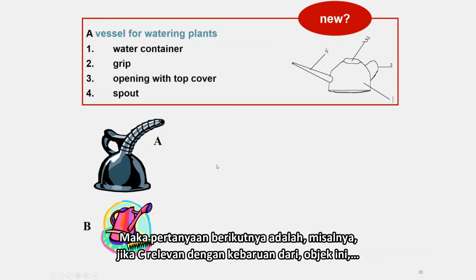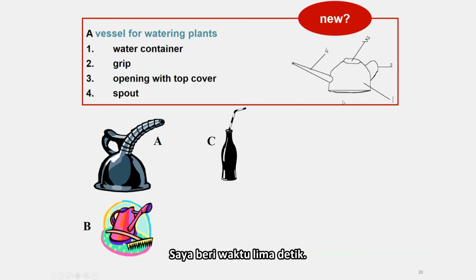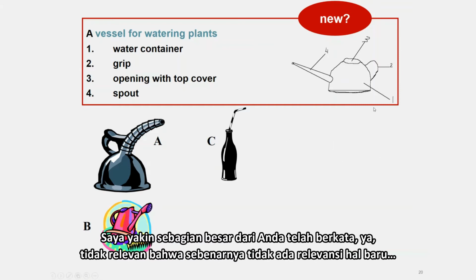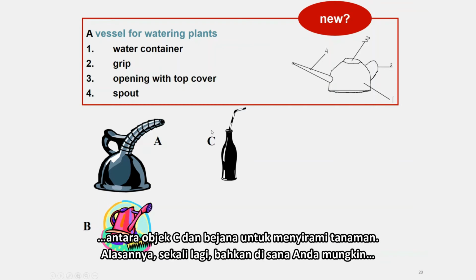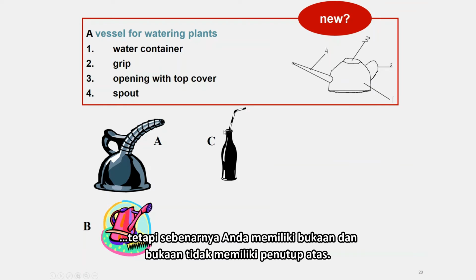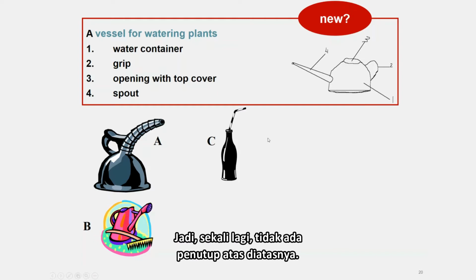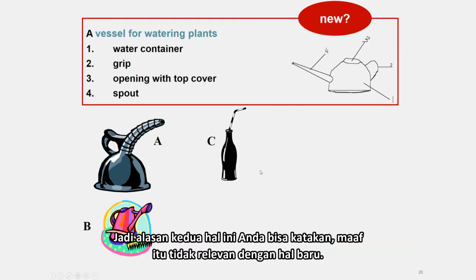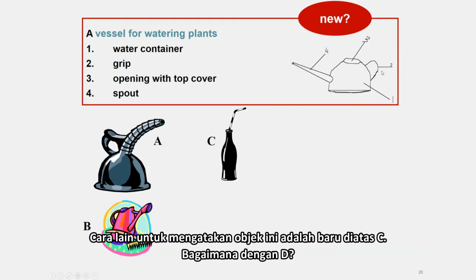Then the next question is, for example, if C is relevant to the novelty of this object. I let you have 5 seconds this time. I'm sure that most of you have said that it is not relevant, that there is actually no relevance to the novelty between the object C and this vessel for watering plants of the invention. The reason, again, even though you might find something which looks like a spout, you have a water container, but you have in fact an opening, and the opening has no top cover. So again, there is no top cover on that. For this reason, you can say, sorry, it is not relevant to the novelty. Another way of saying it, this object is new over C.